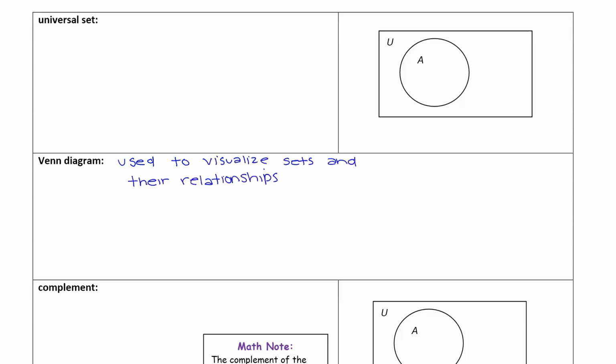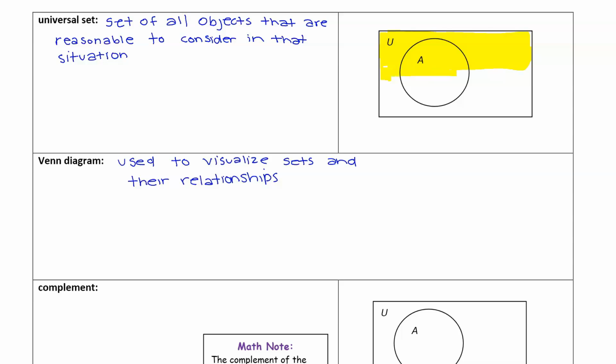Now let's go over a few more definitions. The universal set is the set of all objects that are reasonable to consider in that situation. So using our Instagram/TikTok example, the universal set would be everyone in the class, those inside the Instagram and or TikTok circles, and those outside the circles, but still within the rectangle.